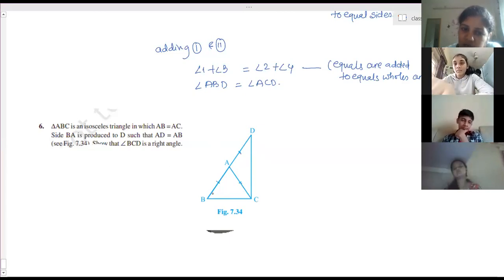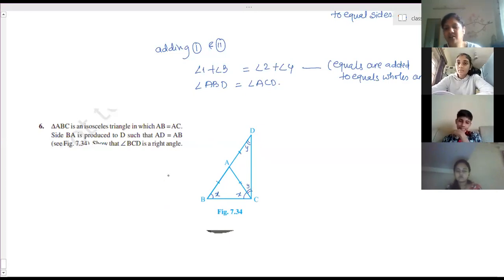If AB and AC are equal, then this angle and this angle are equal. AC and AD are equal, so this angle and this angle are equal. So consider this as X, this as X. This is Y, this is Y. Then BCD is also a triangle. It's not isosceles, it's a normal triangle.